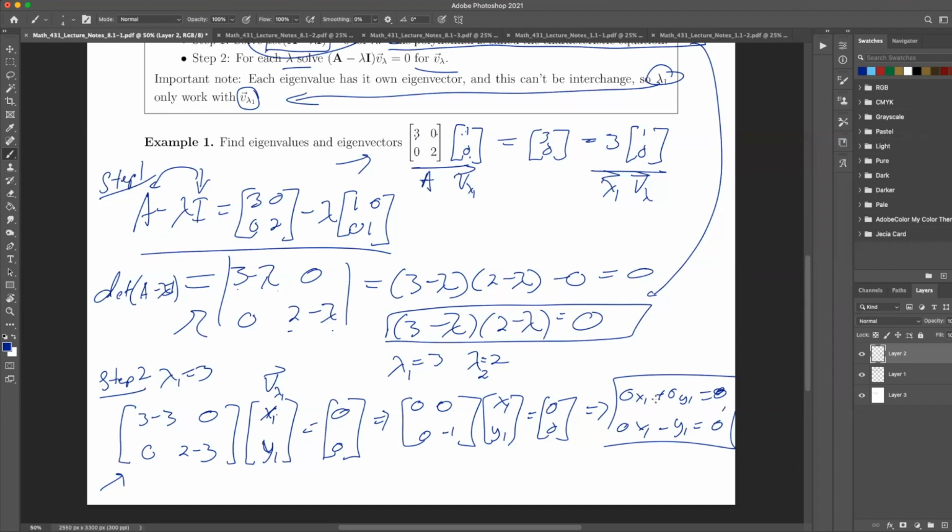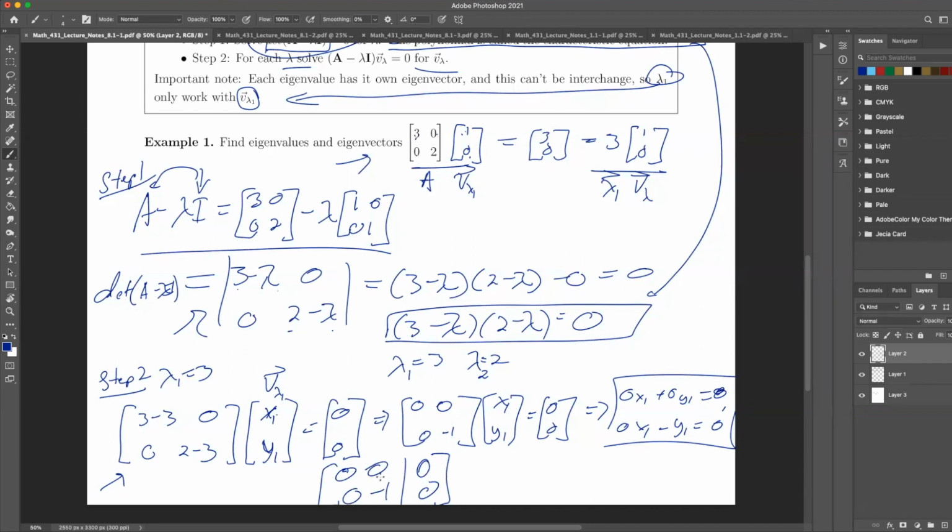So what must be true? So 0x1 plus 0y1 gives us 0. Does this tell us anything? No, it says 0 equals 0. That's literally all this says, right? If I was going to put this in my augmented matrix form, this would look like 0, 0, minus 1, 0, 0.